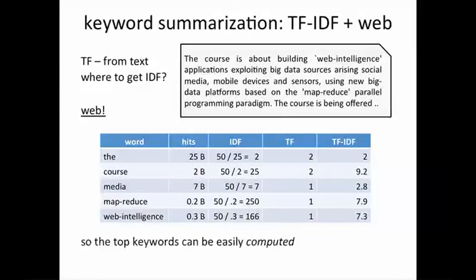So the top keywords for a paragraph can be automatically computed. Just as we might have guessed looking at this paragraph, this is about a course on web intelligence and MapReduce. Makes a lot of sense. It's certainly not about media. It's certainly not about "the". So the machine has actually done what we do fairly intuitively.